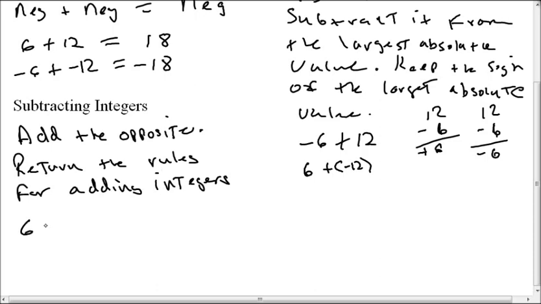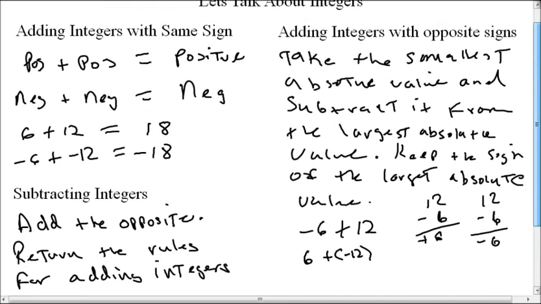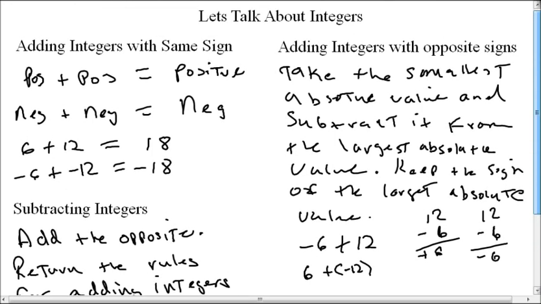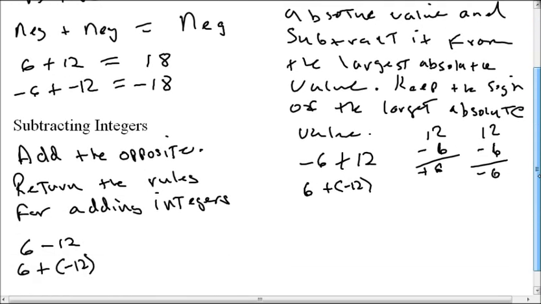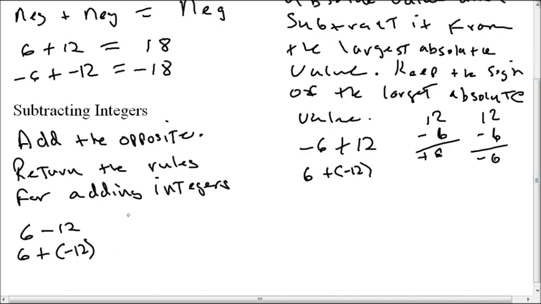Say if I have 6 minus 12, adding the opposite, this will give me 6 plus a negative 12. Now once I get here, I return back to the rules of adding that says when the signs are different, subtract the smallest from the largest absolute value. So here I'm going 12 minus 6. That's going to give me 6, but because 12 is larger, it becomes a negative 6.